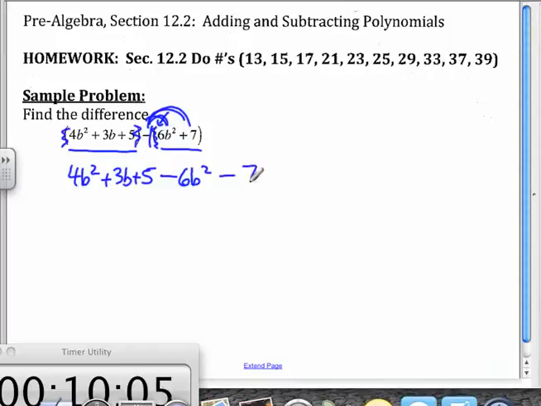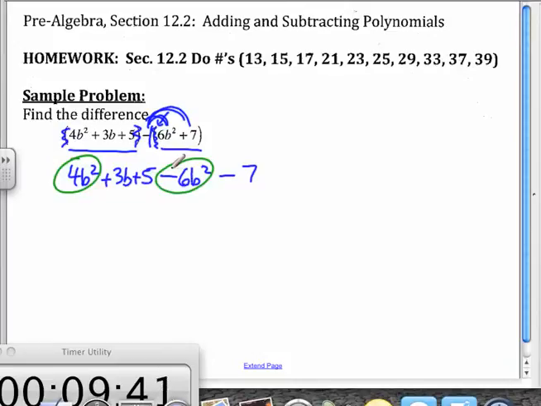Now I've gotten rid of the parentheses. I've just got terms up there. I just need to combine like terms. Alright, I'm always going to start with the highest power. So I'm going to start with 4b squared, and I have another b squared. It's minus 6b squared. Now remember, I'm just combining like terms. I'm not multiplying. I'm just combining.